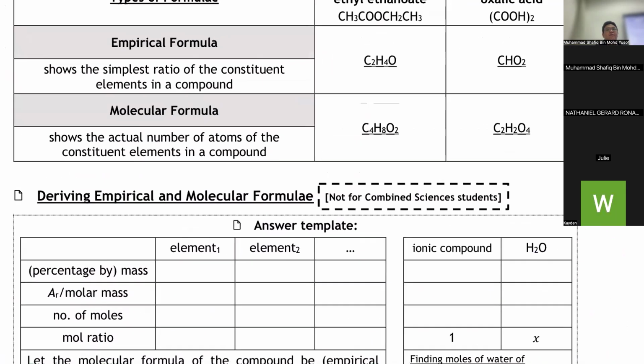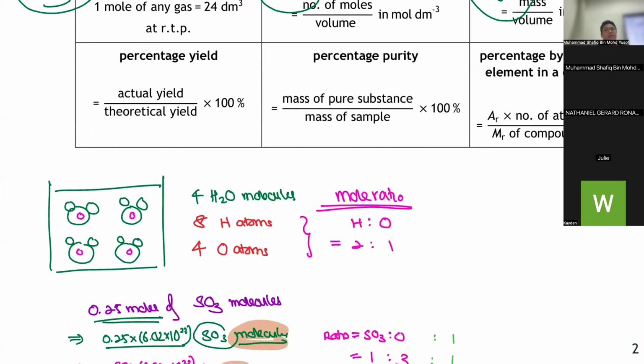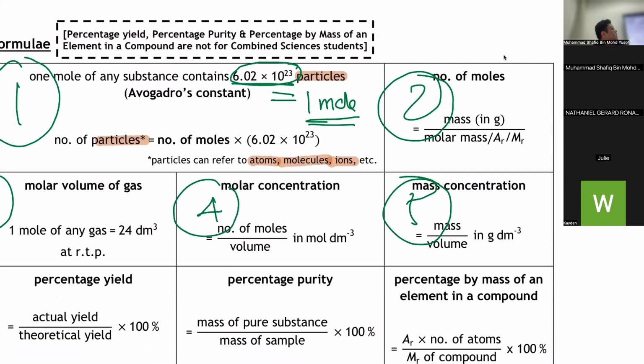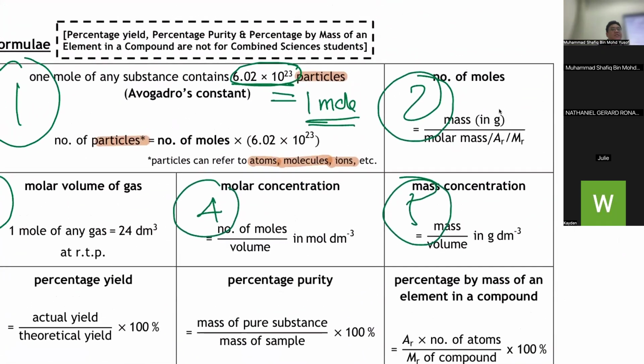Now the second formula that I want to go through, let me flip back to the previous page, is this one. Most of you should be able to do this question. This formula is mole equals mass over Ar or Mr. Please be careful. To find mole using mass, the unit for mass must be gram. If it's in kilogram, please do the necessary conversion. 1 kilogram, as you all know by now, is 1,000 gram.